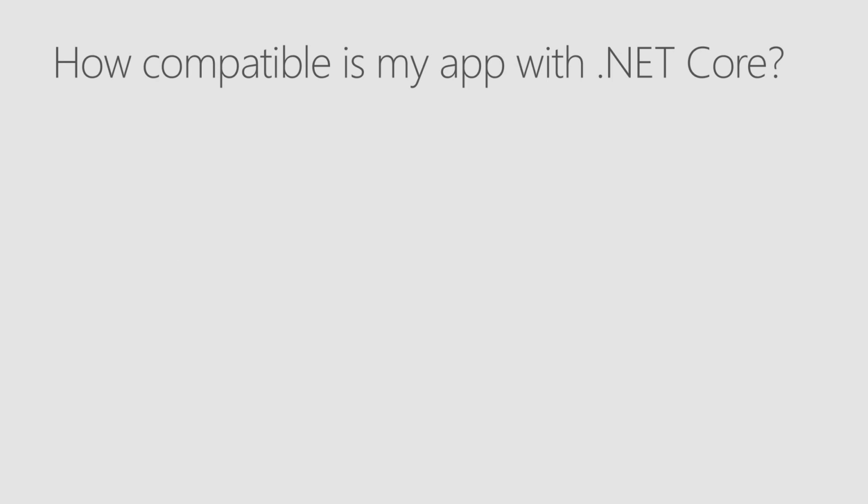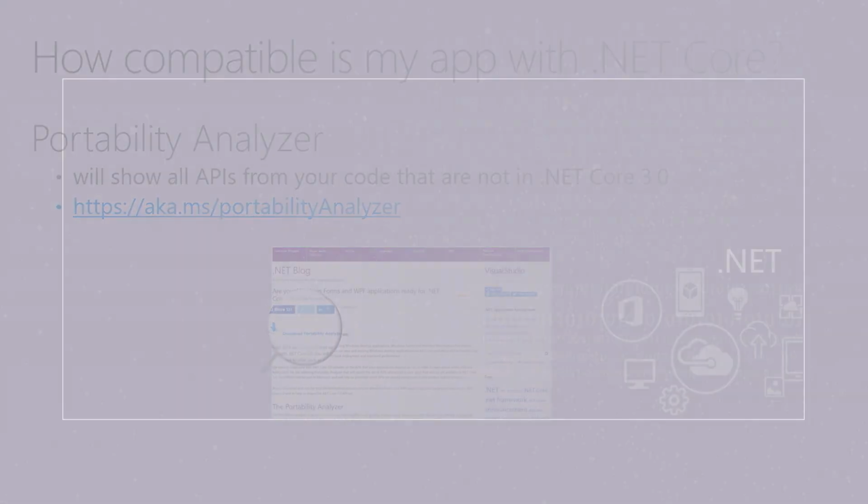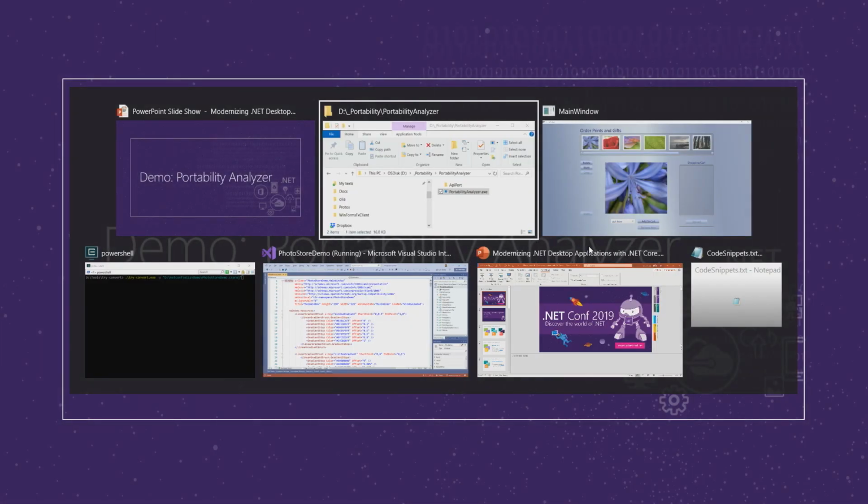Next question that usually comes to mind: how much work is it to port from .NET Framework to .NET Core? Or in other words, how compatible is my app with .NET Core? Well, to find out, use Portability Analyzer. This tool will tell you about all APIs in your code that are not supported with .NET Core 3, if you have any of those. And it will help you to find areas that you will need to refactor to be .NET Core compatible. With that, let me go ahead and show you that Portability Analyzer in action.